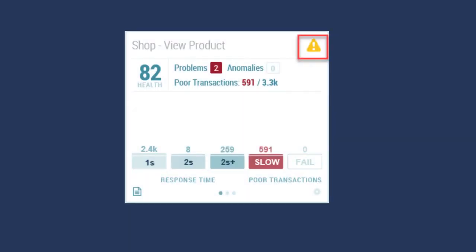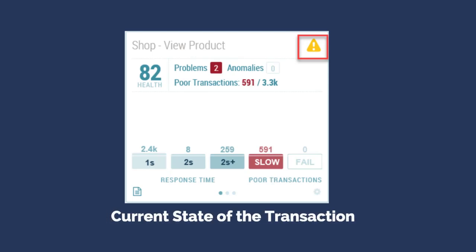There is only one final note about an experience card to consider. Notice that in the upper right, there is an alert indicator. This alert is not so much a product of the assisted triage engine, as much as it is simply a report of the current state of the transaction.